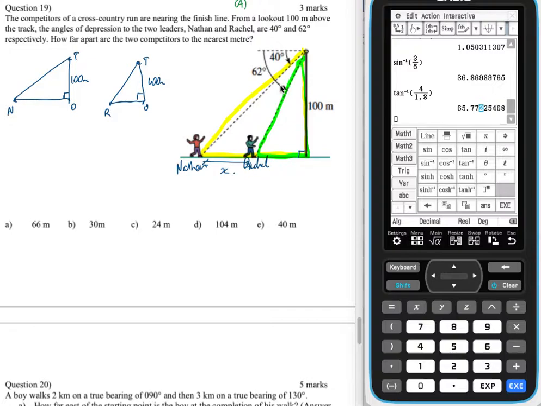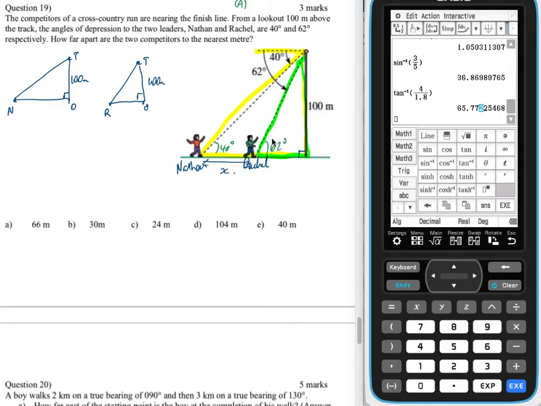Now, if you do remember your alternate angles, we know that this 40 degrees will also be down here as well. So this bit here will also be 40 degrees. If I continue this, can you see that Z, the alternate angle, because ground is parallel with the horizontal, therefore this angle also will be 40 degrees. By that logic as well, this is 62 degrees, therefore this will be 62 degrees.